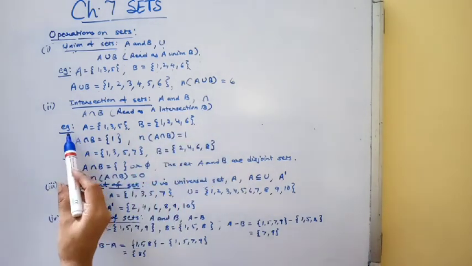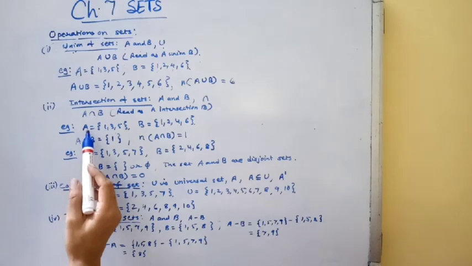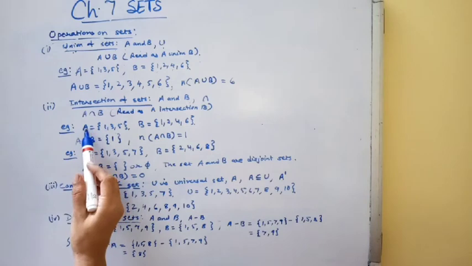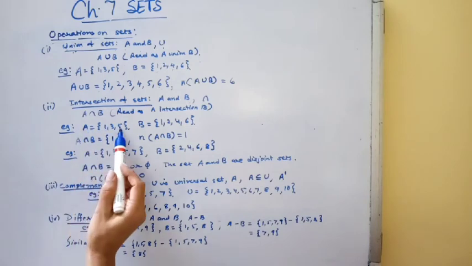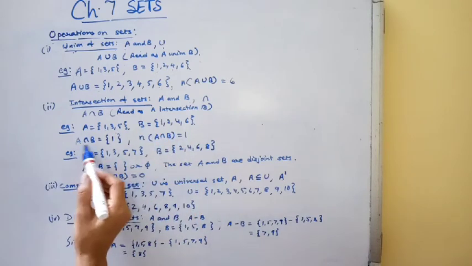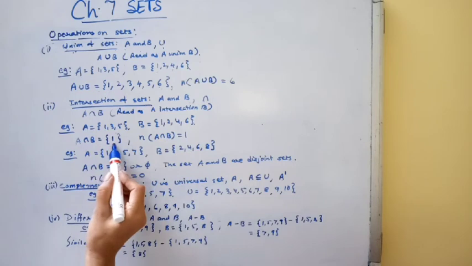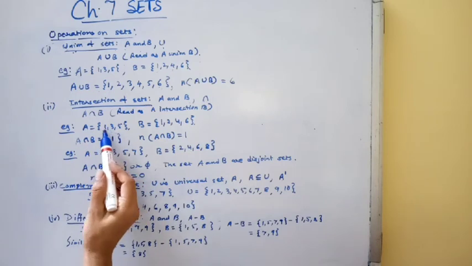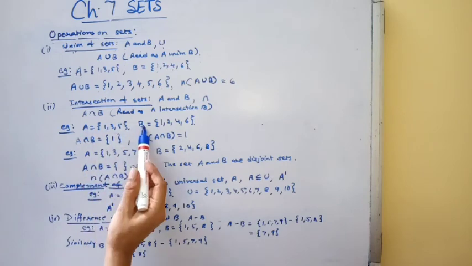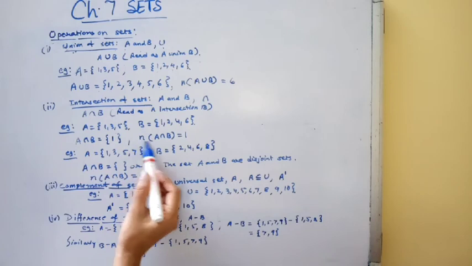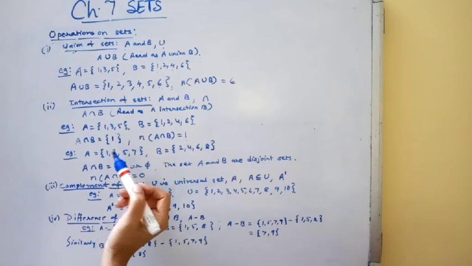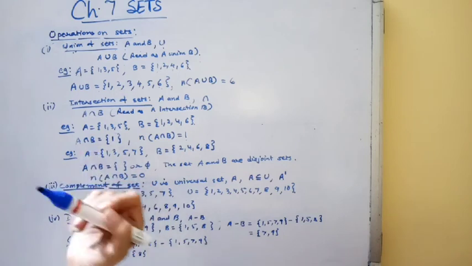So we take one example to make clear what A intersection B is. Set A contains elements 1, 3, 5 and set B contains elements 1, 2, 4, 6. So A intersection B is 1, because we take the common elements of sets A and B, and the cardinal number of A intersection B is 1, as there is only one element in the set A intersection B.